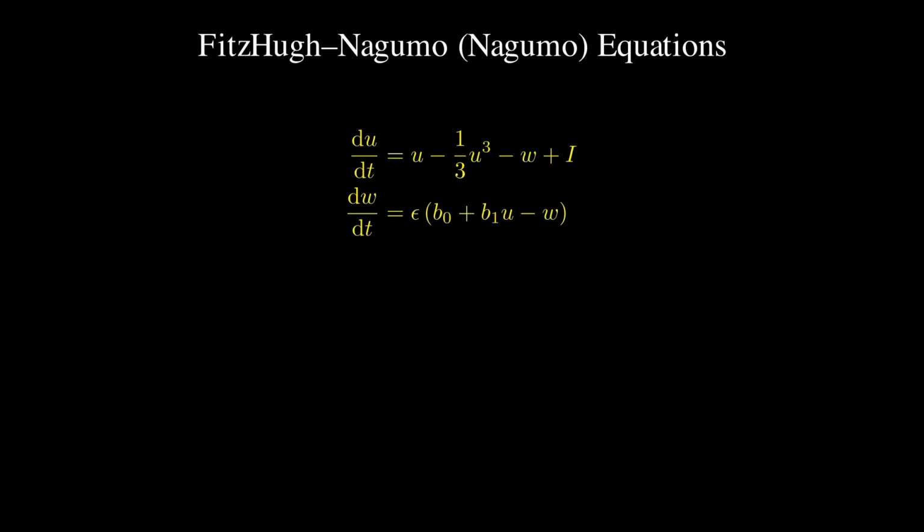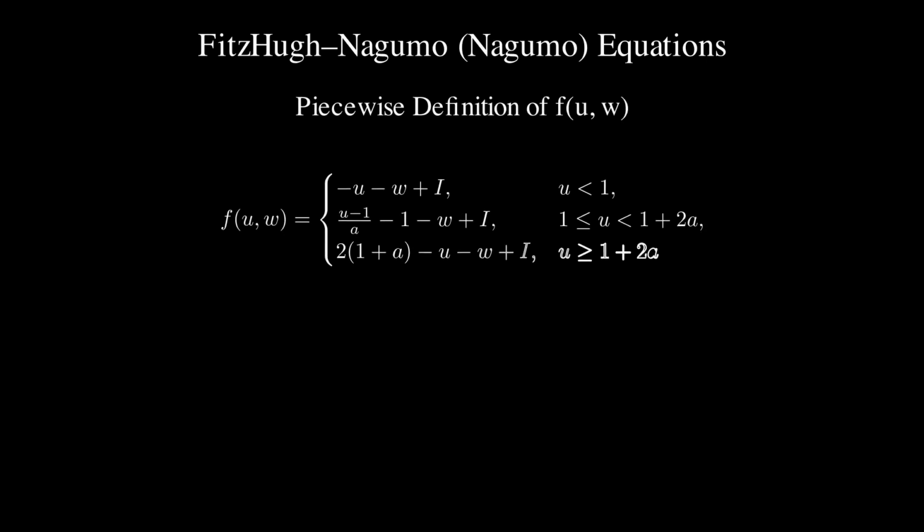In these equations, U is the voltage of the neuron, I is the current, and W represents a recovery variable that explains both the inactivation of sodium channels, preventing further excitation, and the activation of potassium channels, helping to repolarize the membrane. Just for simplicity, we will look at a piecewise version of it to understand its dynamics.